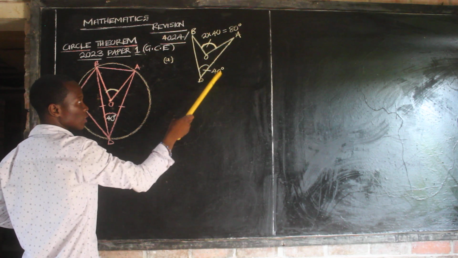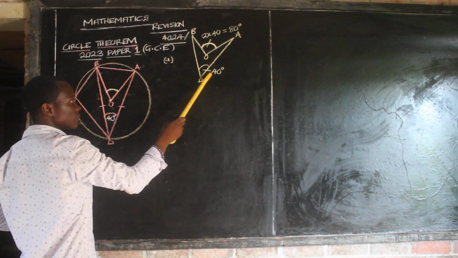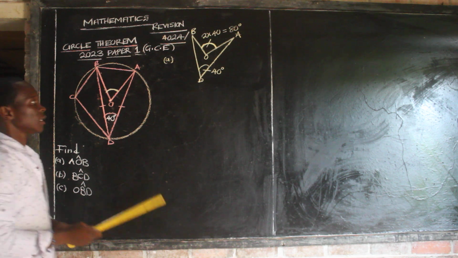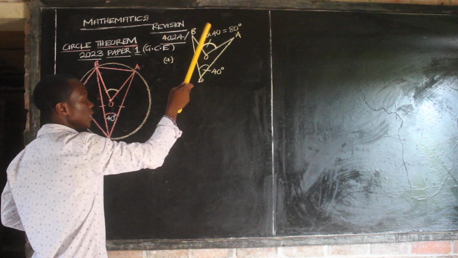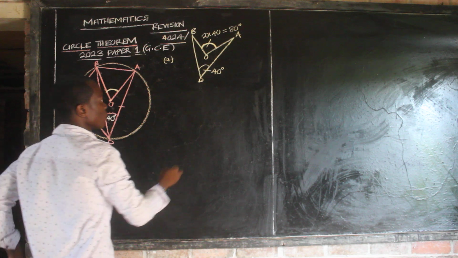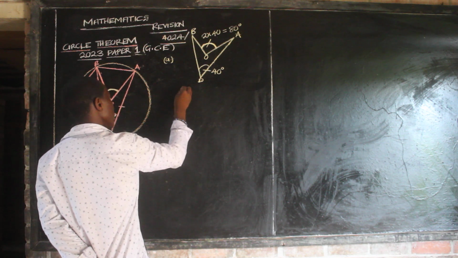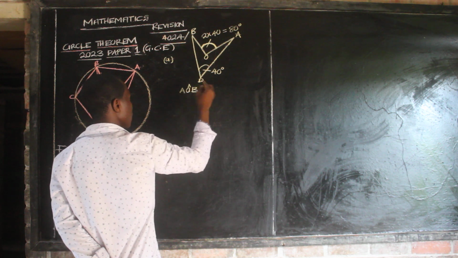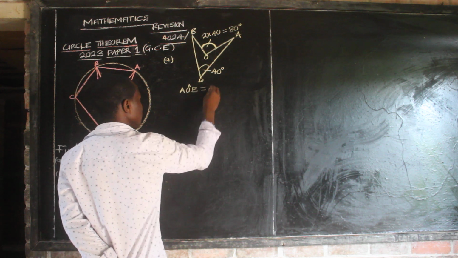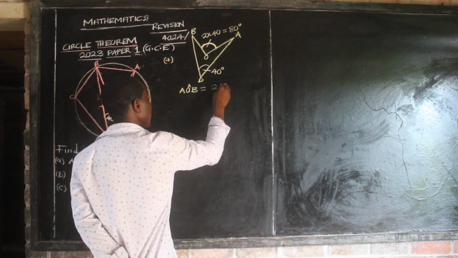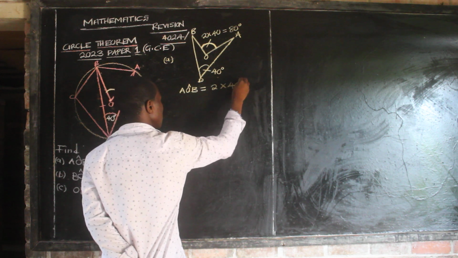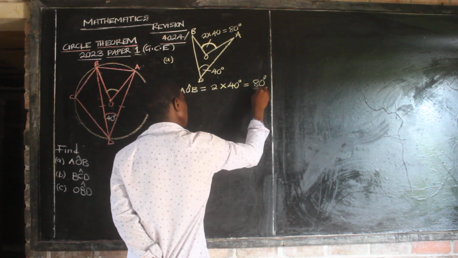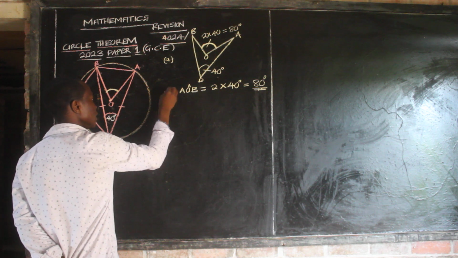The angle at the center is twice the angle on the circumference. So if this is 40, this one becomes 80. If this was 50, this one would have been 100. If this was 20, this would have been 40. So angle AOB, you just say the angle at the center is twice the angle on the circumference. So 2 multiplied by the angle on the circumference, which is 40. You get 80 degrees. So this is our question A.